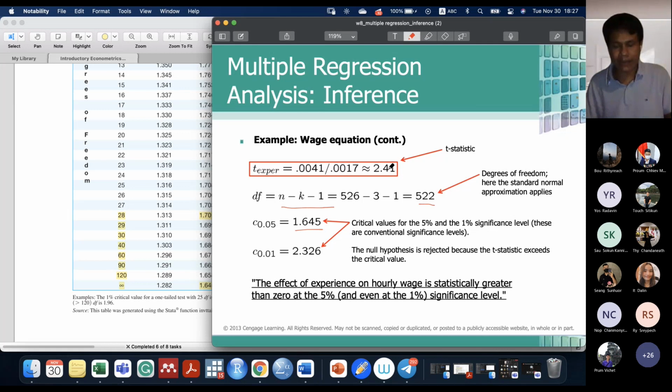In other words, you say that the true population effect of experience on wage is not equal to 0. So you reject the null hypothesis. All right, I stop here. Any questions, everyone?